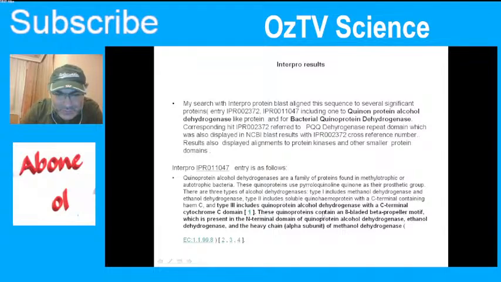These quinoproteins contain an 8-bladed beta propeller motif. See, these amino acid motifs and patterns are present in the N-terminal domain of quinoprotein alcohol dehydrogenase, ethanol dehydrogenase, and the heavy chain of methanol dehydrogenases. So they have something. It's a pattern. The search engines actually look for these patterns and motifs. It's all about these patterns and motifs, which life is full of. Among this family of alcohol dehydrogenases, it just looks like the type 3 alcohol dehydrogenase.